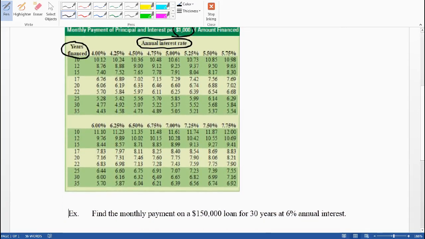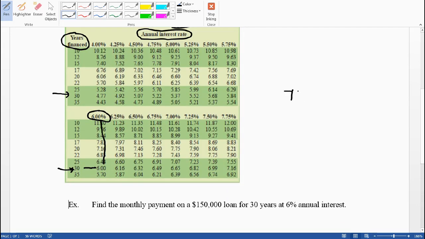So here we go. We're going to find the monthly payment on a $150,000 loan for 30 years at 6% interest rate. So we want to find the 30 years, which we have one here. We have one here, because these are the years financed. But 6% is the main thing we want to look for. And here's the 6%. So we're not going to use that. We're going to use this one down here. So that means that for 30 years, we're going to use a table value of 6.00. That's what TV stands for, table value.